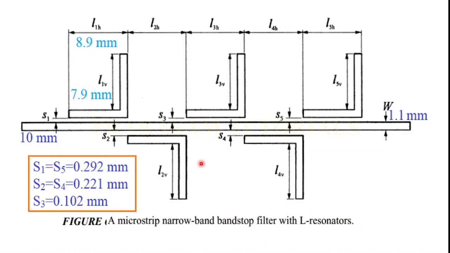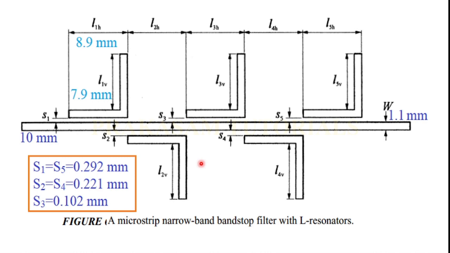A simple and general approach for the design of a narrowband bandstop filter is based on the reactance or susceptance slope parameters of the resonators. In this design, I used a 5-pole Chebyshev low-pass prototype with a passband ripple of 0.1 decibel.